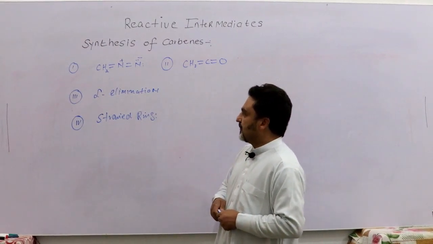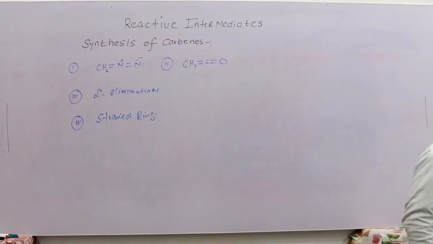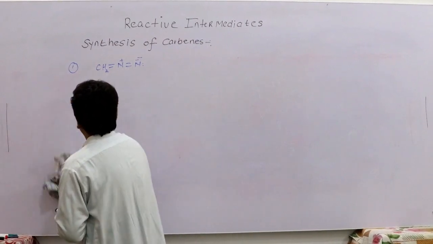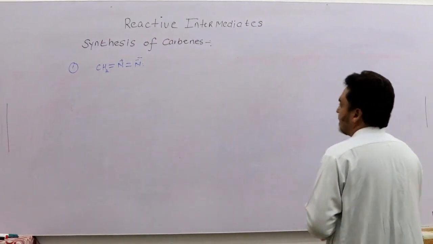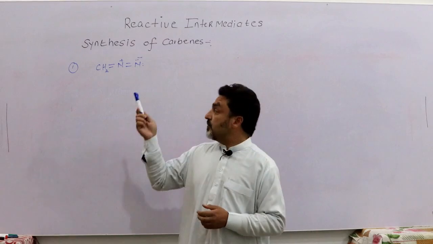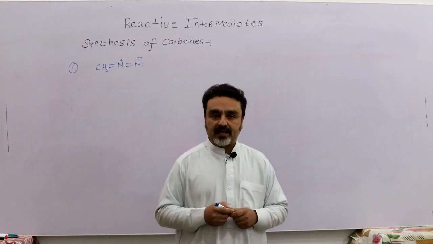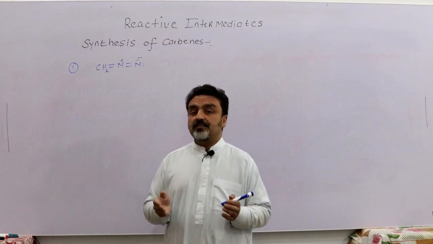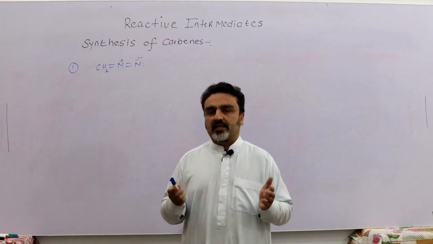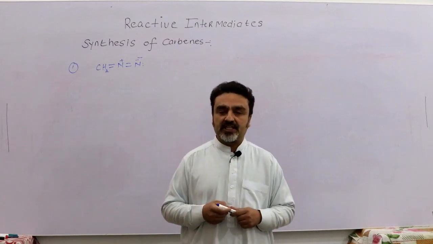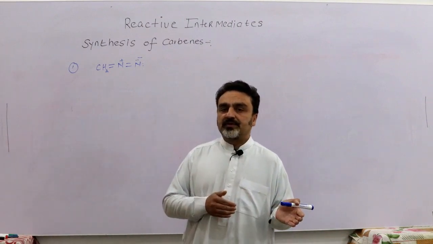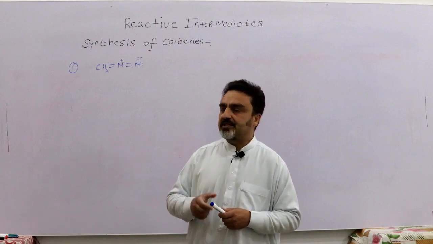So let us move toward the first one, from diazo compounds. This is diazo methane. When this diazo methane is heated, it can produce the carbene. But there are some problems with diazo methane. It is very toxic, and at very high concentration it becomes explosive too. Anyhow, it can be utilized to produce the reactive intermediate carbene.